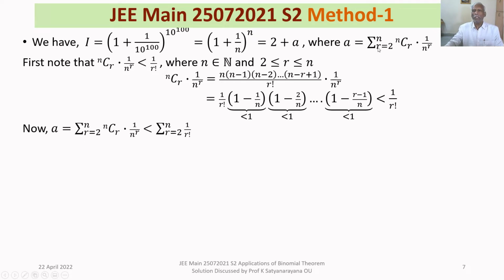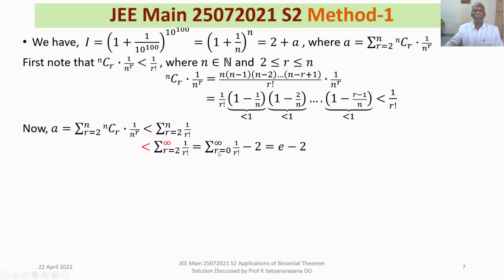Now what is A? A is sigma r = 2 to n of nCr (1/n)^r. This I have shown is less than 1/r!, so this will be strictly less than the sum of 1/r! from r = 2 to n. Now we have extended this to r = infinity. We have added infinitely many terms on the right-hand side, and thereby this will be less than this.